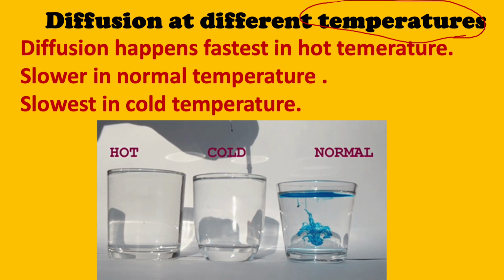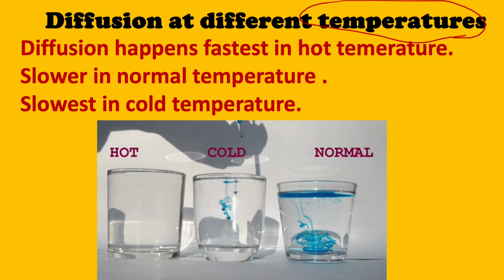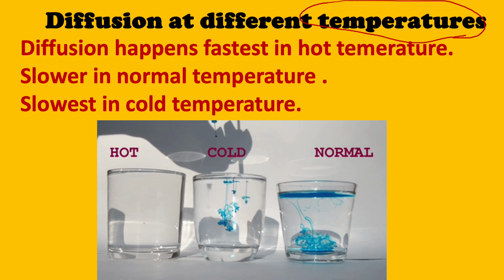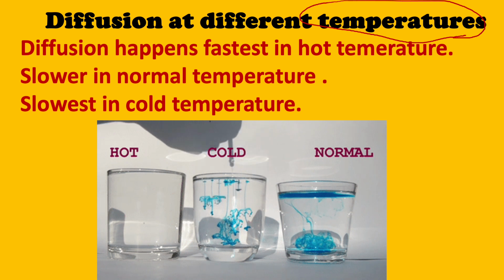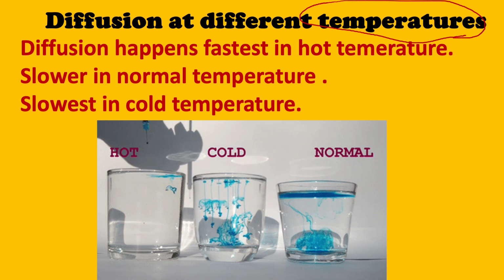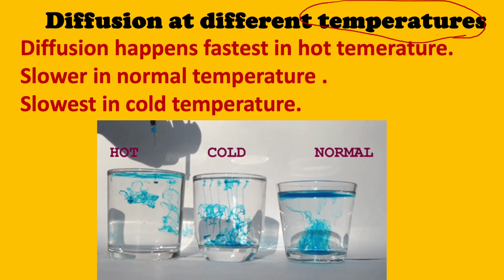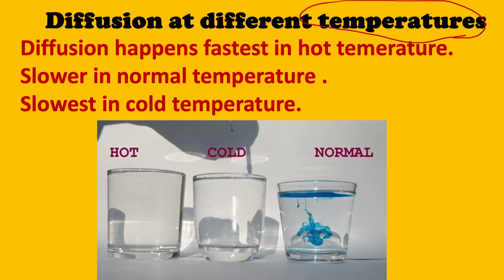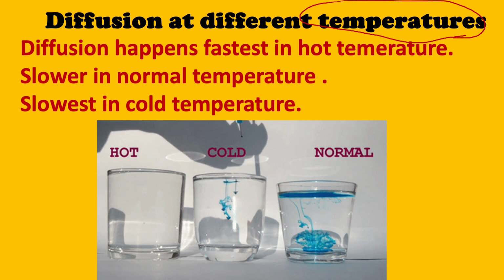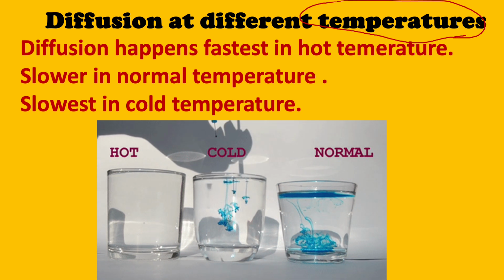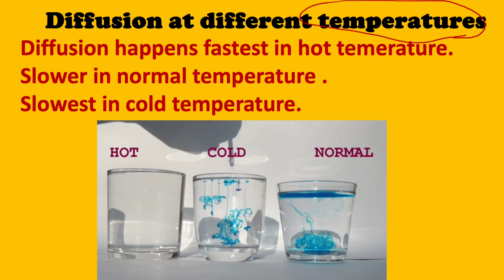You will take a pinch of sugar and put it in hot water. It will dissolve very fast because sugar particles will gain energy from the hot water and try to move here and there faster, and the entire water will become sweet in less time. Whereas in normal water, it will take little more time than the hot water. Whereas in cold water, it will take longer time for the sugar to dissolve because it is cold. Energy is less. Particles will not get energy. They will not move faster.